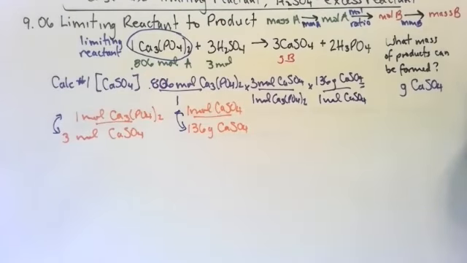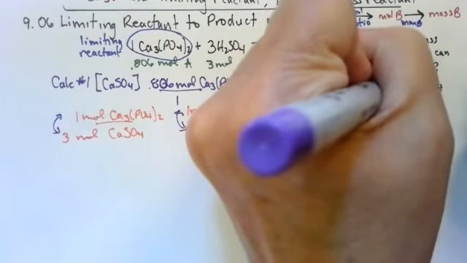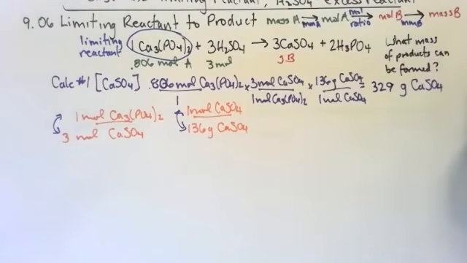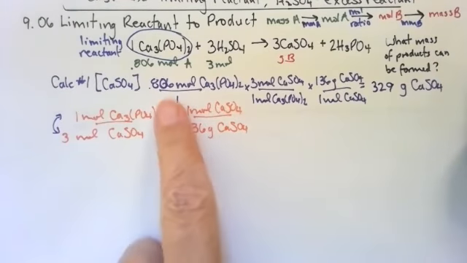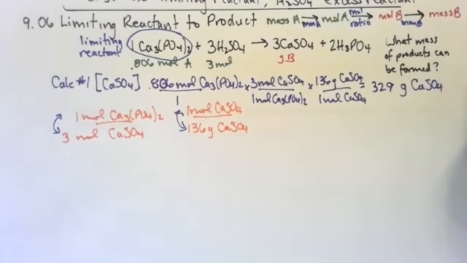And then I need to multiply and divide. So I take 0.806 times 3 times 136. And I get, if I round, 329 grams of calcium sulfate that I can form if I have this much of a limiting reactant. Calculation number 2, let's go with green.